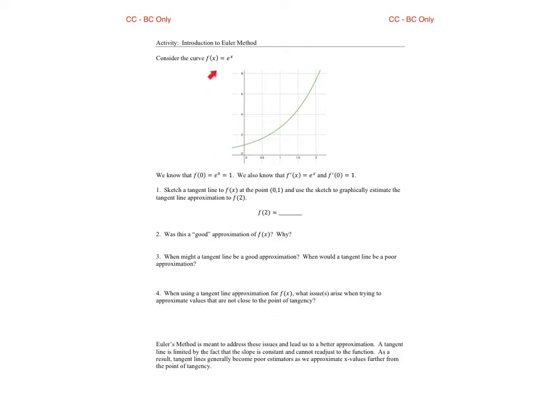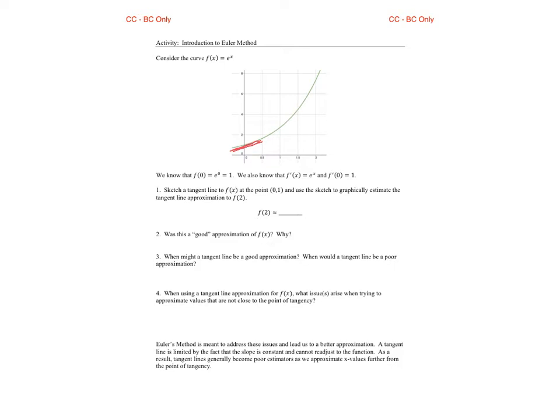So we're starting off with the function e to the x, and here's our graph of e to the x. We know that at f of 0, e to the 0 is a 1, so we know that this coordinate is a 1. We also know the derivative of e to the x is e to the x, so that means the slope at 0 is also a 1. So if we drew a tangent line here, that's going to be a 1. So step 1, sketch the tangent line. I'm going to try to sketch a tangent line here.